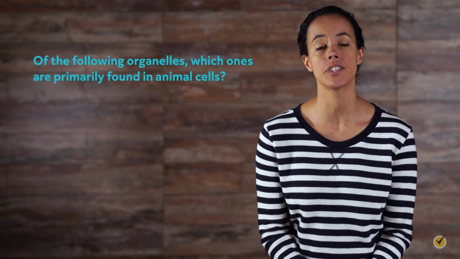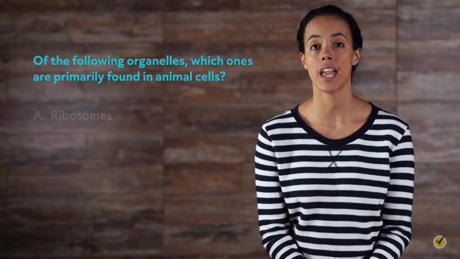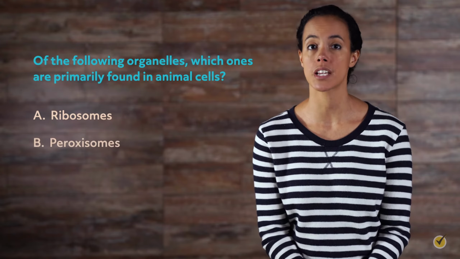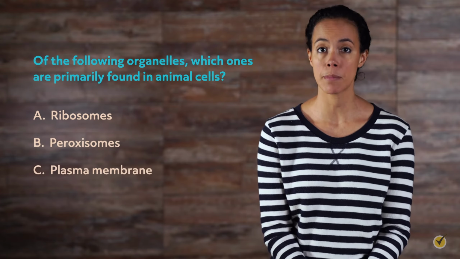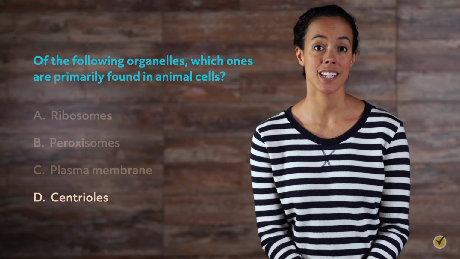Alright, now that we've fully compared and contrasted plant and animal cells, let's go over a review question together. Of the following organelles, which ones are primarily found in animal cells? A. Ribosomes, B. Peroxisomes, C. Plasma membrane, or D. Centrioles? The answer is D. Centrioles.